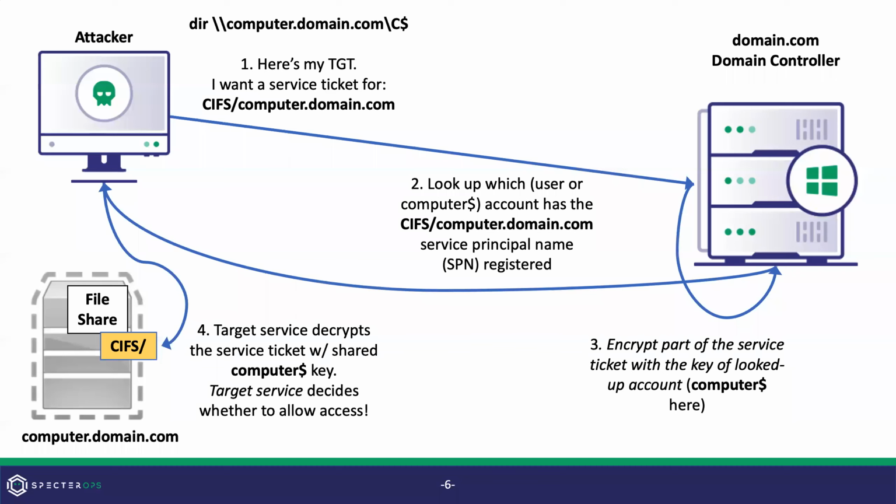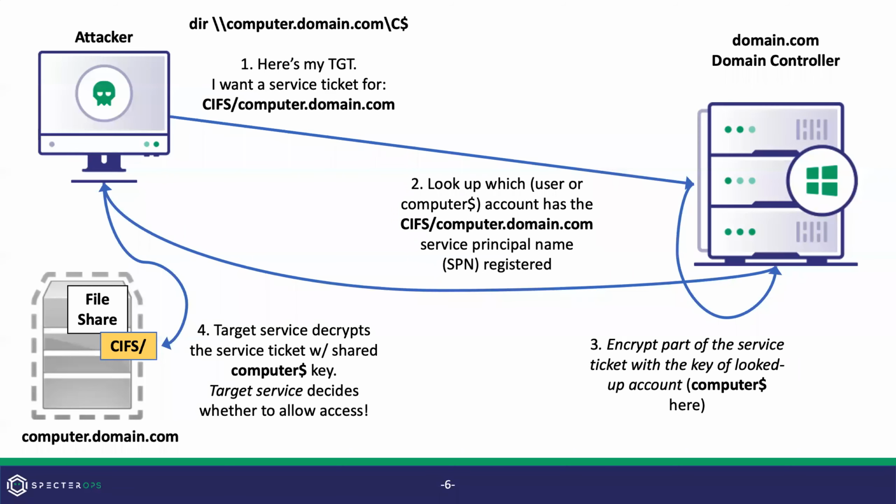Then the attacker or user will take that service ticket and present it to the target service, which decrypts it with the computer$ machine account key, because that's its machine account and it has the same key. That target service decides whether or not to allow access to that particular user or attacker. So that's the graphical way of looking at it.